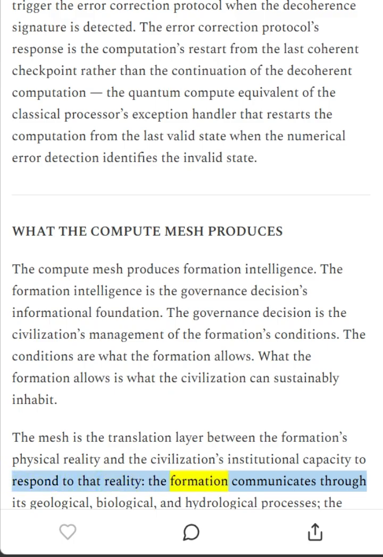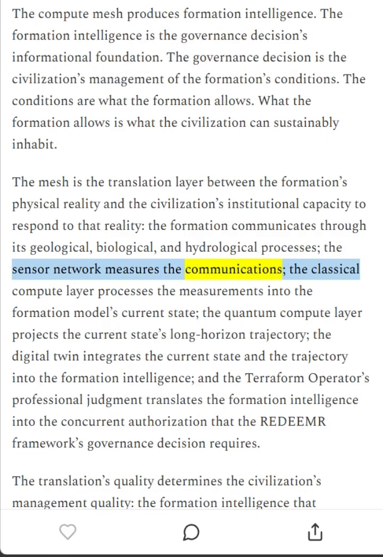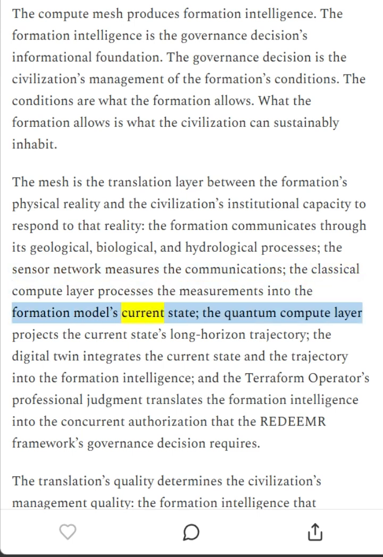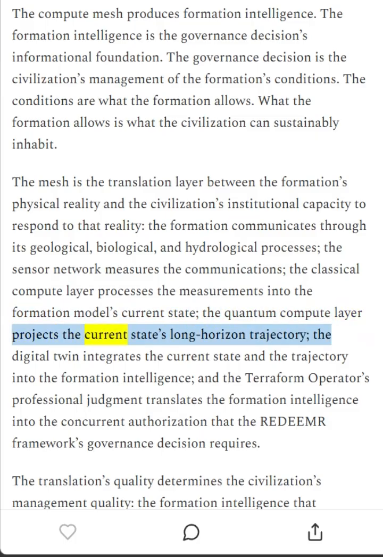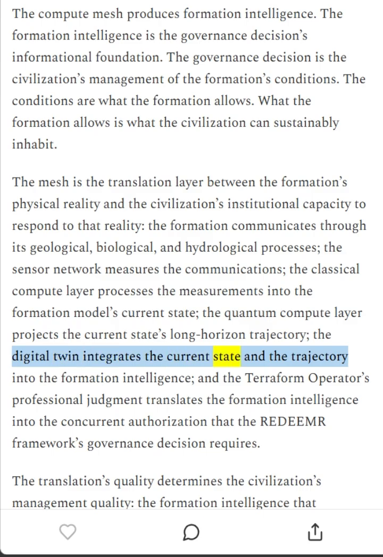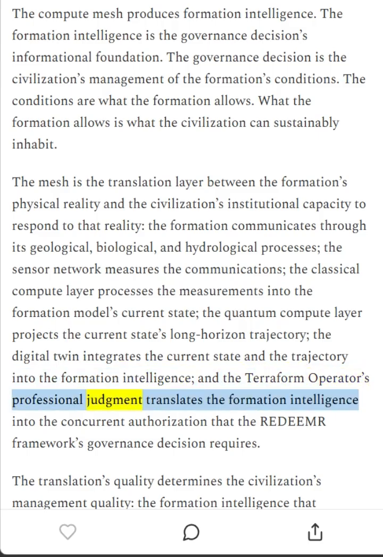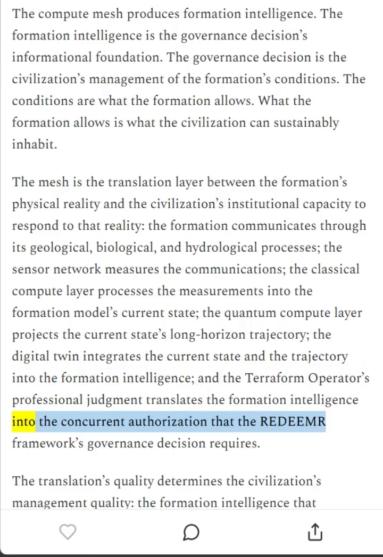The formation communicates through its geological, biological, and hydrological processes. The sensor network measures the communications. The classical compute layer processes the measurements into the formation model's current state. The quantum compute layer projects the current state's long horizon trajectory. The digital twin integrates the current state and the trajectory into the formation intelligence. And the Terraform operator's professional judgment translates the formation intelligence into the concurrent authorization that the Redeemer framework's governance decision requires. The translation's quality determines the civilization's management quality.